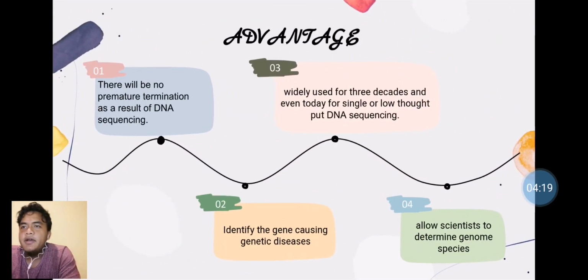So for the advantages, first, there will be no premature termination as a result of DNA sequencing. Second, it can identify genes causing genetic disease. So we can identify the disease caused by the gene in the animal or human. Third, it is widely used for 3 decades and even today for single or low throughput DNA sequencing, and it allows scientists to determine the genome of species.